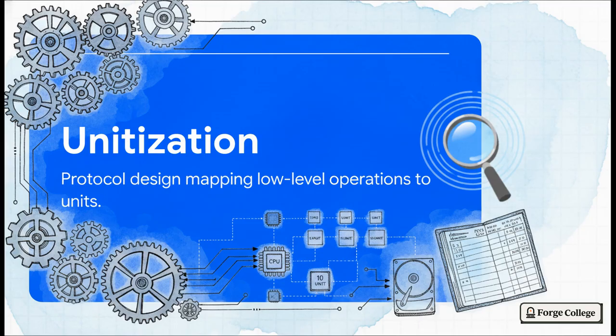It's the strict mechanical design that determines how work is actually counted. It asks the protocol level question: does reading from the specific piece of state cost 1 unit, or does it cost 10 units? It is literally the mapping of low-level CPU cycles and disk reads into a raw accounting metric.